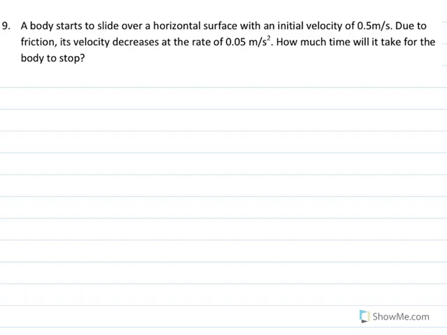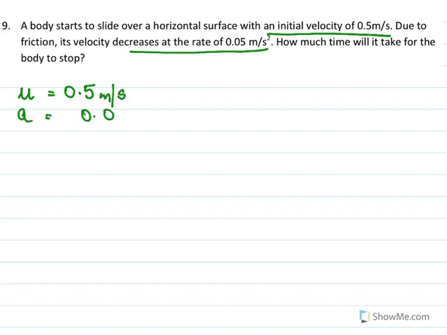A body starts to slide over a horizontal surface with an initial velocity, u, of 0.5 meter per second. Due to friction, its velocity decreases at a rate of 0.05. So the acceleration here is 0.05 meter per second square. But there's a very important thing. There is a decrease, and because there is a decrease, we are going to put a negative sign here. There's retardation taking place.